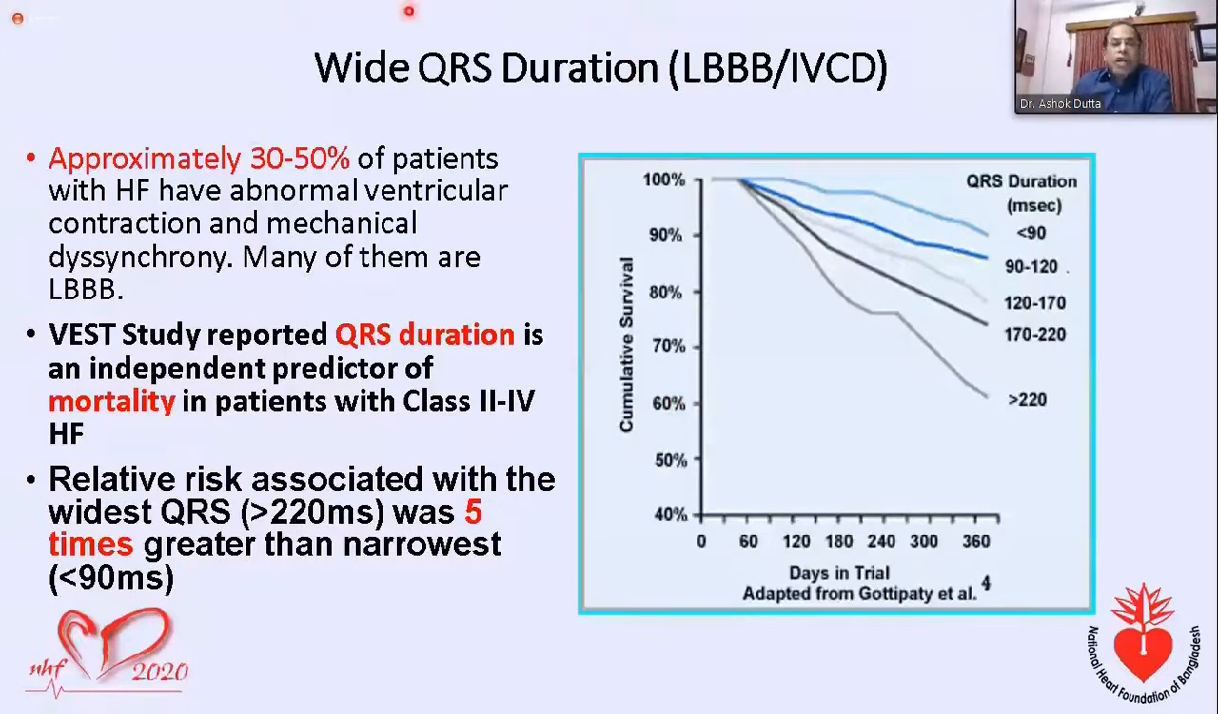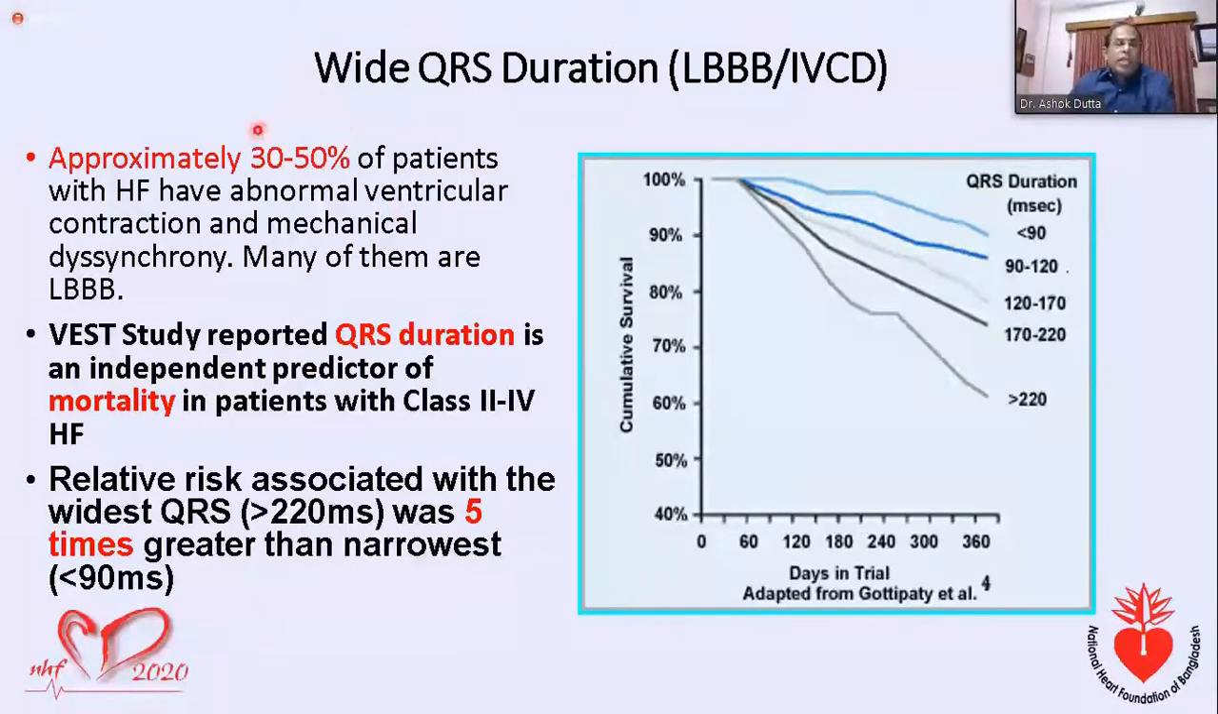On the other hand, a wide QRS complex is associated with sudden cardiac death and mortality. With a wide QRS complex, more than 220, the one-year survival is around 60%, whereas those with a normal QRS complex have more than 90%. So as the QRS complex widens from 100 milliseconds to 220 milliseconds, there is a five-fold increase in death.